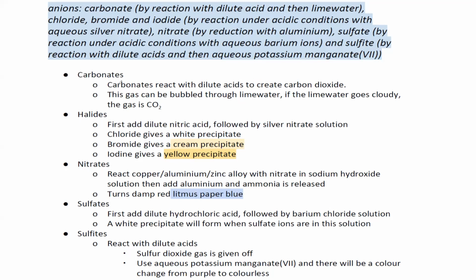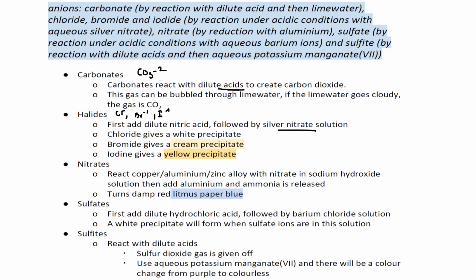So if you want to test a carbonate ion, this is the carbonate ion, what we do is add acid. If you want to test a halide ion, halide means chloride, bromide, iodide, we add nitric acid followed by silver nitrate. If it gives a white precipitate, it means chloride is there. If it gives a cream color precipitate, it means bromide is there, and if it is a yellow precipitate, it will be iodide.